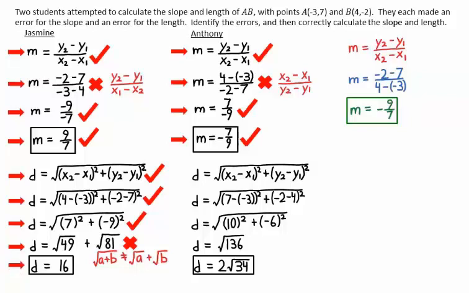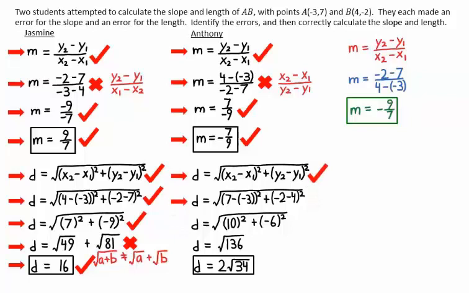For the fifth step, she simply took the square root of 49, which is 7, and the square root of 81, which is 9, adding them together to get 16. This step is correct. On to Anthony's solution for the length of the line segment. His first step is the same as Jasmine's, simply the distance formula.